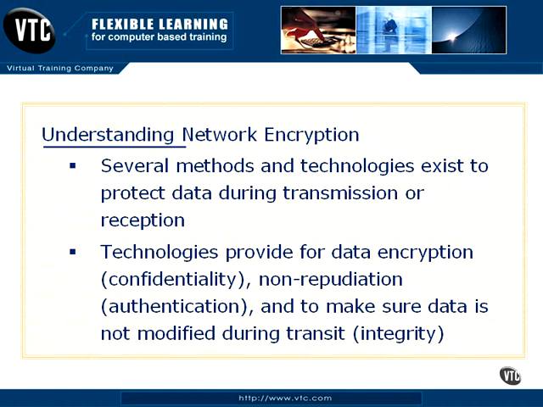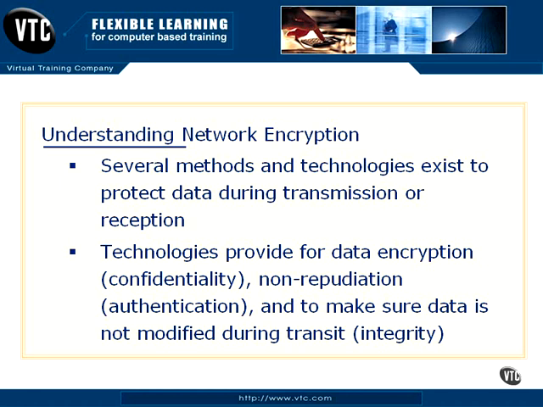Now we're going to talk about several different methods and technologies that we use to encrypt data across the network or over the internet, and we'll touch on several of these, but let me tell you a little bit about these technologies. They provide for data encryption, which we call confidentiality. In other words, we don't want anyone to see this data except the person who it's intended for. Technologies also provide for non-repudiation or authentication. What that means is, using encryption technologies, I can ensure that if person A says they sent me something, then I can verify that person A did and it wasn't actually person B, or vice versa.